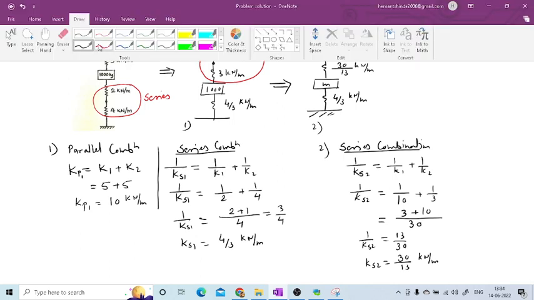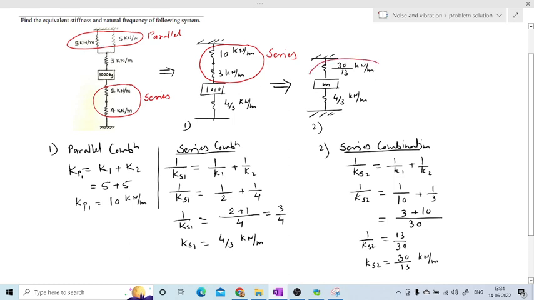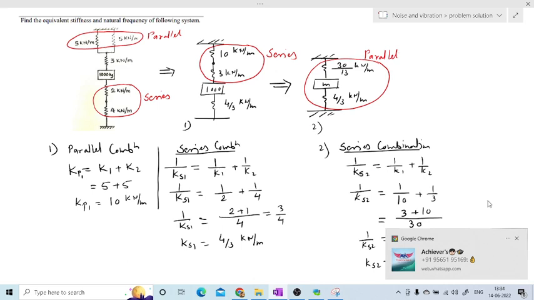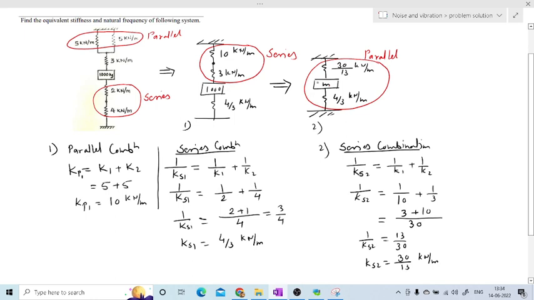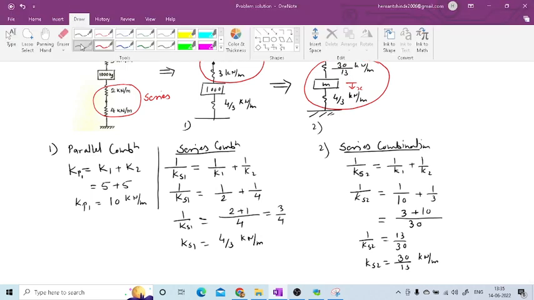Now these two springs, this first one and this second one, are in parallel. Why are these two springs in parallel? Actually it looks like a series combination, but the mass is in between these two springs. So when the mass displaces, suppose it moves in the downward direction, then the upper spring will be elongated by amount x, and simultaneously the second spring will be compressed by amount x. Means deformation of both the springs is the same. So this combination is a parallel combination, and we'll have to solve for it.